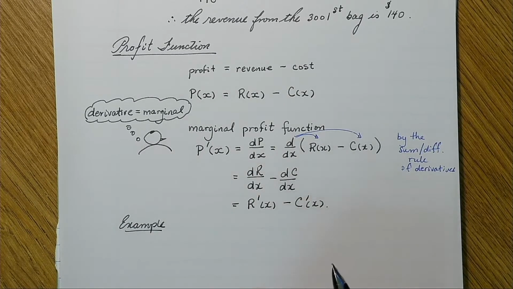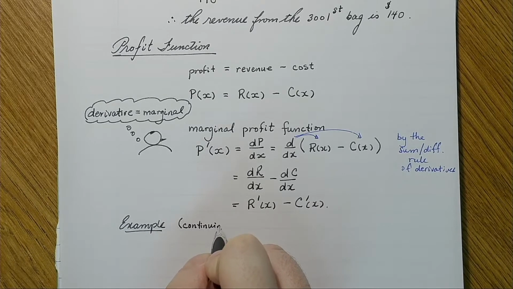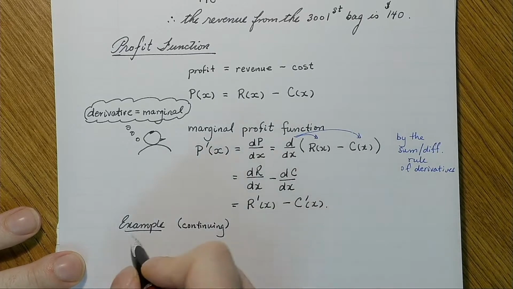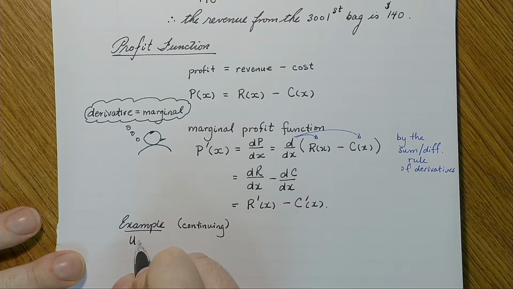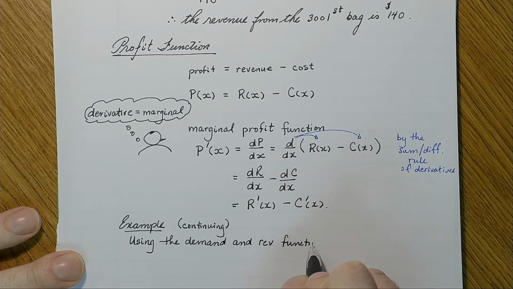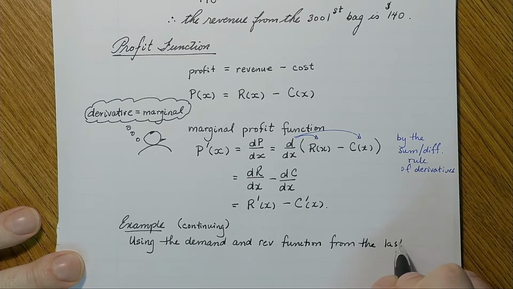So now we have our example and it's continuing. Using our demand function and our cost function from the previous example, we're going to find a profit and a marginal profit, using the demand and revenue function from the last examples.